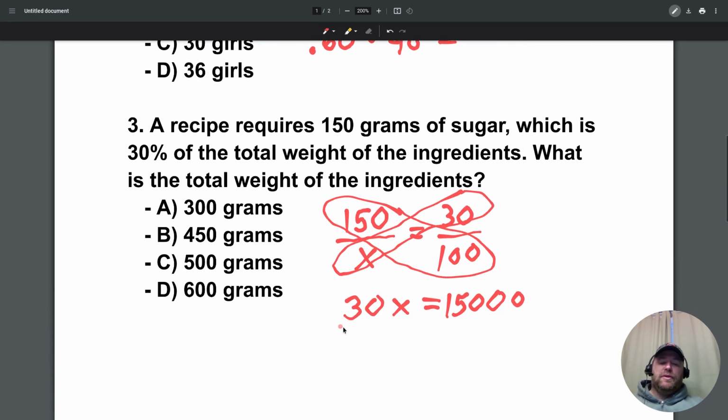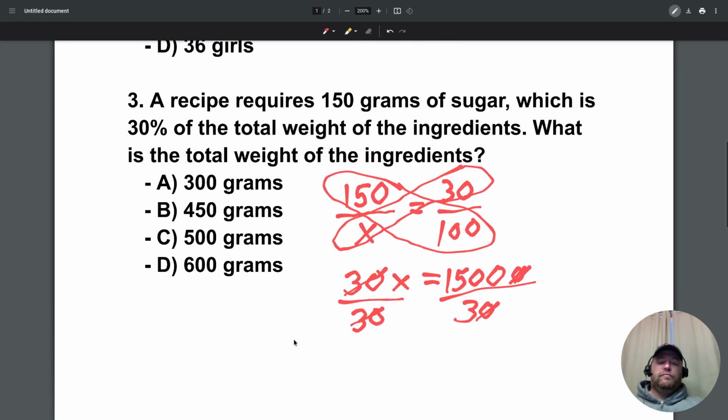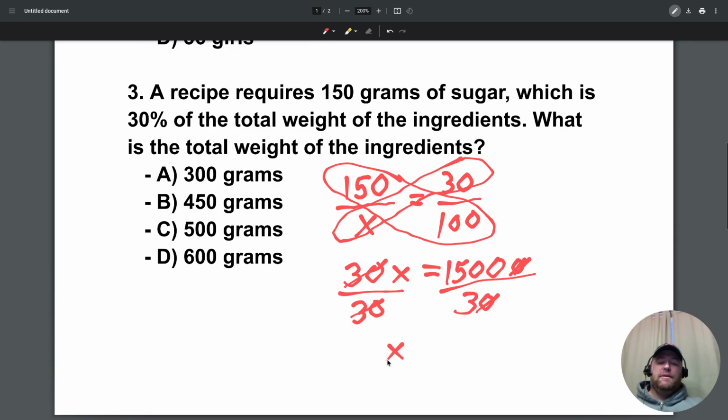To solve for x, we'll divide both sides by 30. A little trick here is we can cross out the 0 here and here. And so we get 1500 divided by 30. These 30s will cancel. And we'll get x equals, well, 3 goes into 15 5 times, and we have 2 zeros after it. So we got 500 grams, which is C.